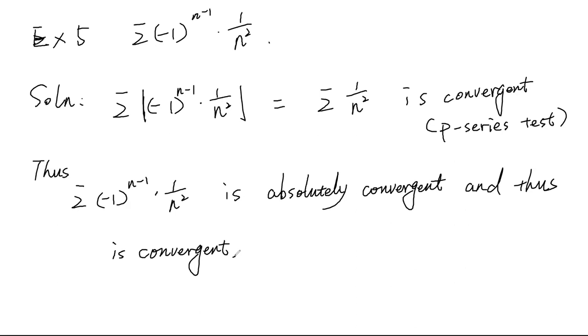And use the absolute convergence theorem. Sometimes you don't have to use the alternating series test to determine it, which requires that the limit is equal to 0 and the absolute sequence is decreasing.